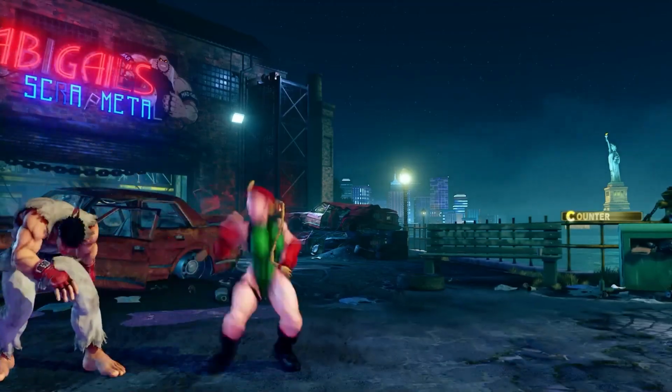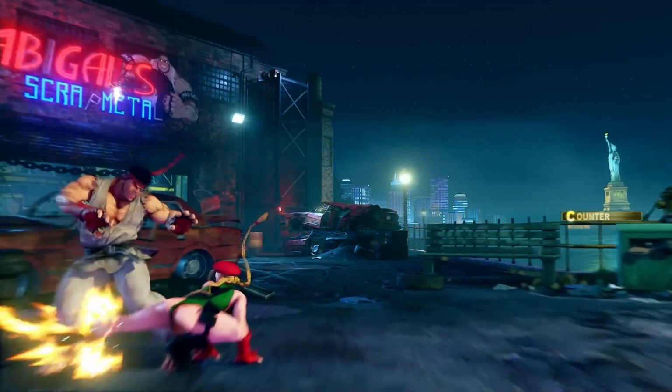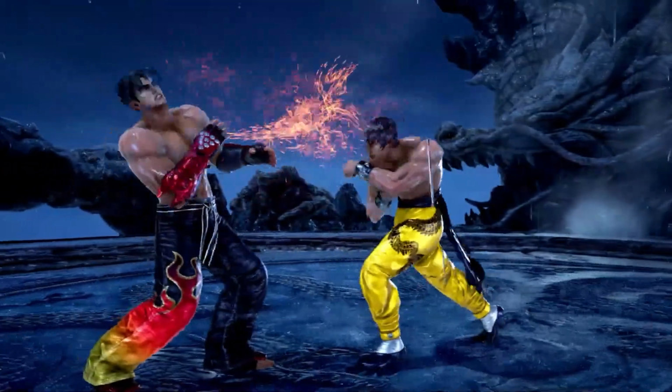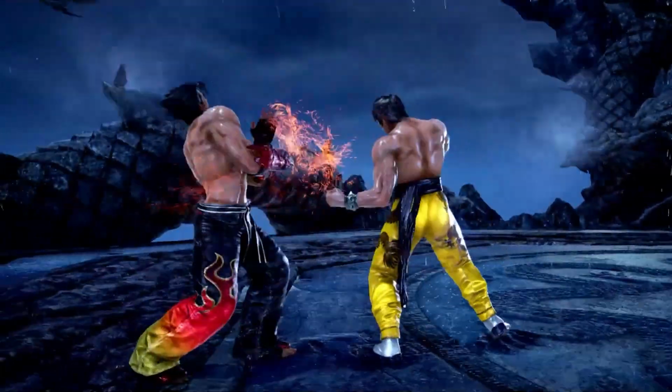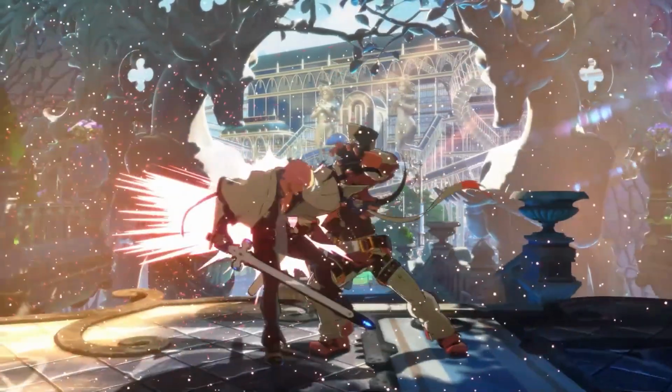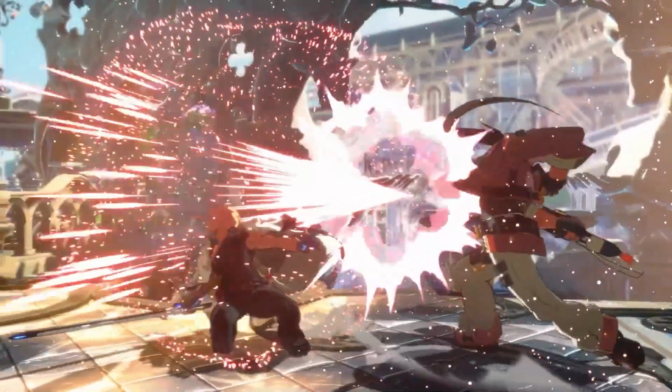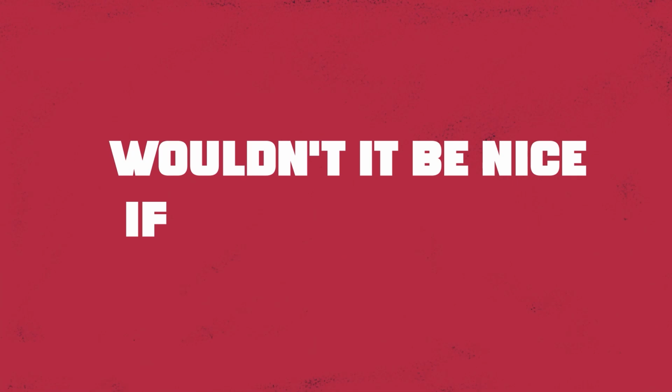The problem is that the character you're facing just seems to be faster than yours. No matter what you try, they're always allowed to strike before you do, leaving it an unwinnable matchup. Wouldn't it be nice if that was true?